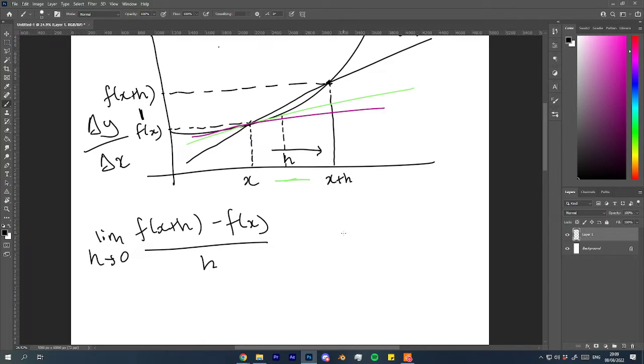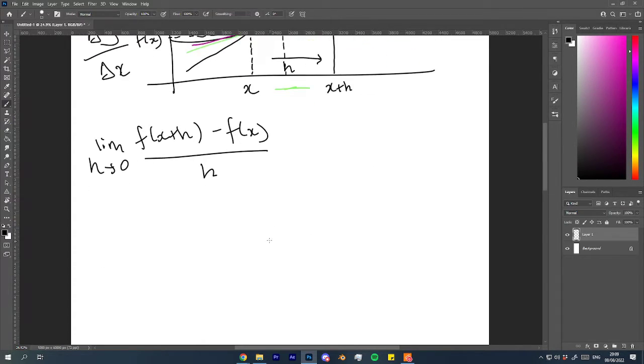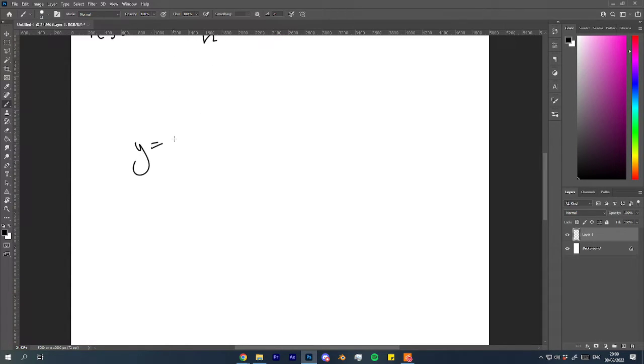So let's say I have y equals x squared. I'm going to call it, in fact, f of x equals x squared. What's going on here? That's weird.